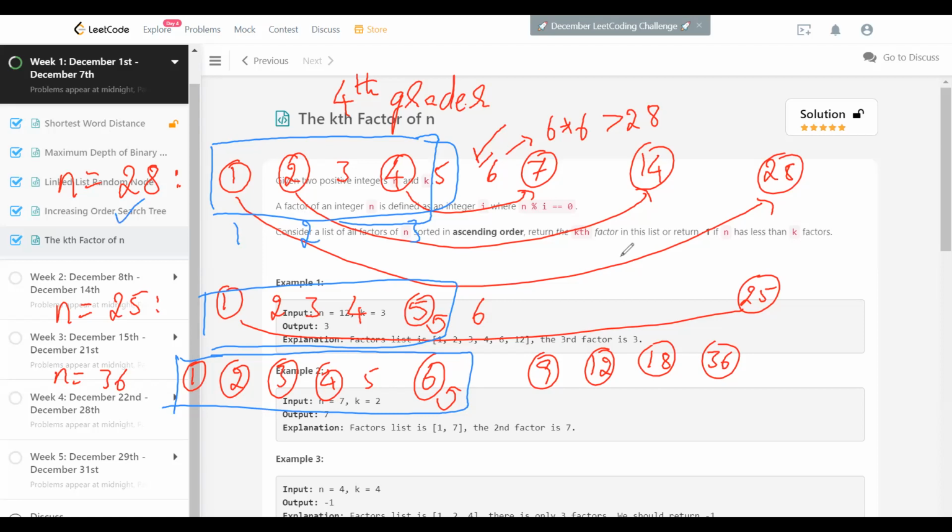But yeah, when you find the index, suppose we want to find the fifth one, say k equal to 5. So what we need to see is we are going to find the corresponding one, which is 2. So n divided by 2 is 14, and that's going to be the fifth factor in this case, right? So that's the method I'm going to use.